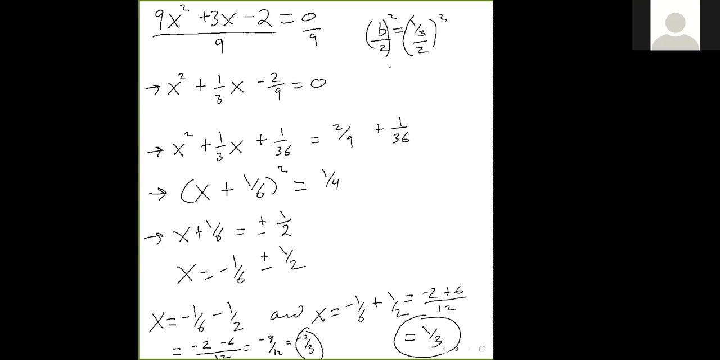So we have found that x equals negative 2/3 and 1/3. These are the solutions to that trinomial. Okay, so that's completing the square.